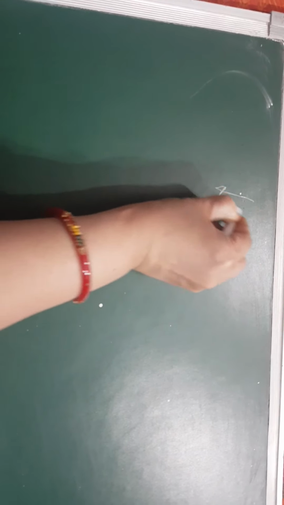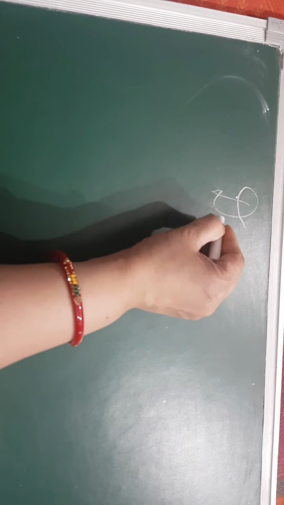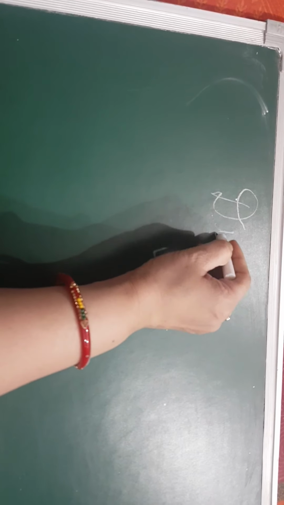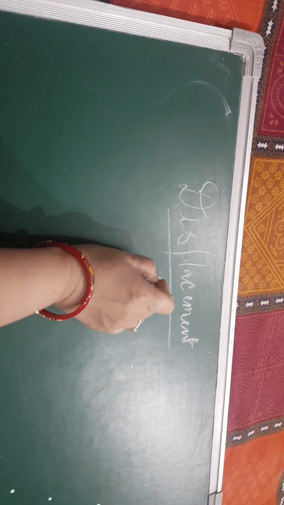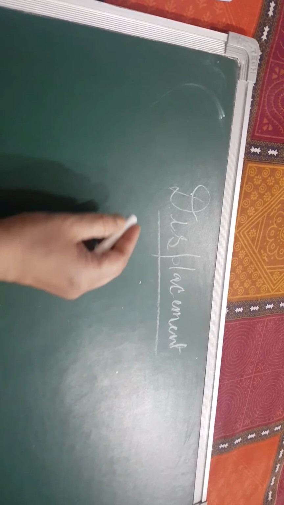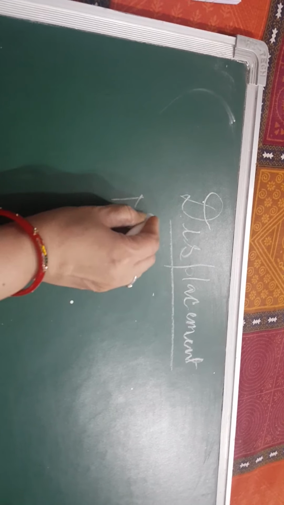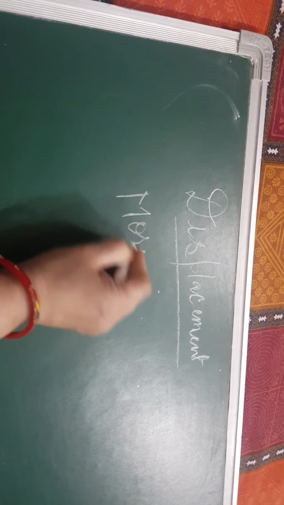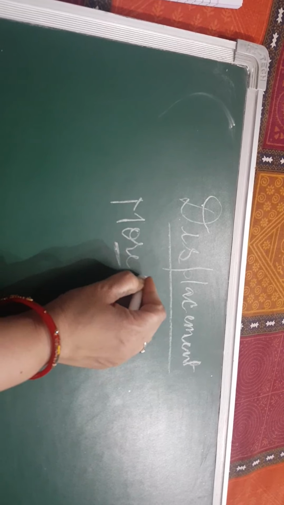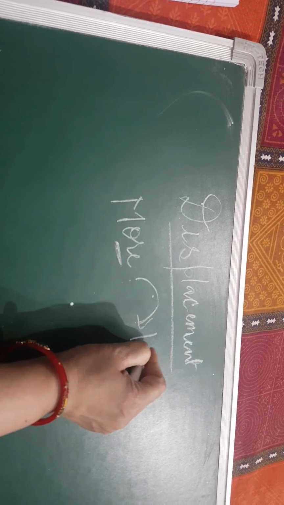Okay children, we discussed two types of reactions in the last video. Now this is the third type, displacement reaction. Okay, now what is displacement reaction? From the name it's clear, one thing displaces another. So here in displacement reaction, a more reactive element displaces a less reactive element from its compound.